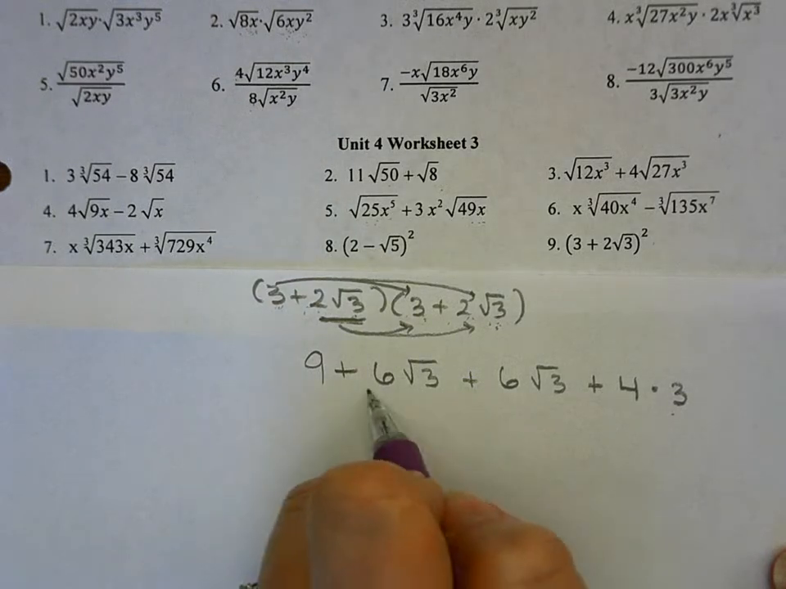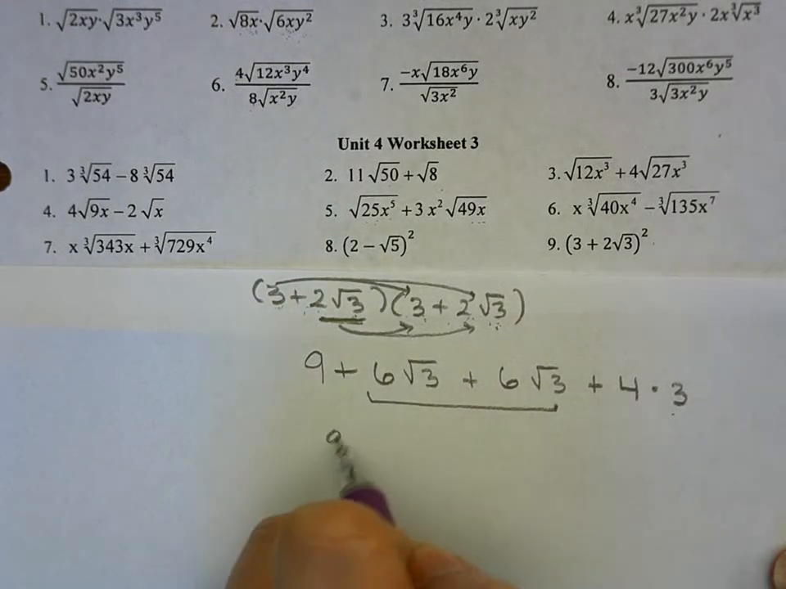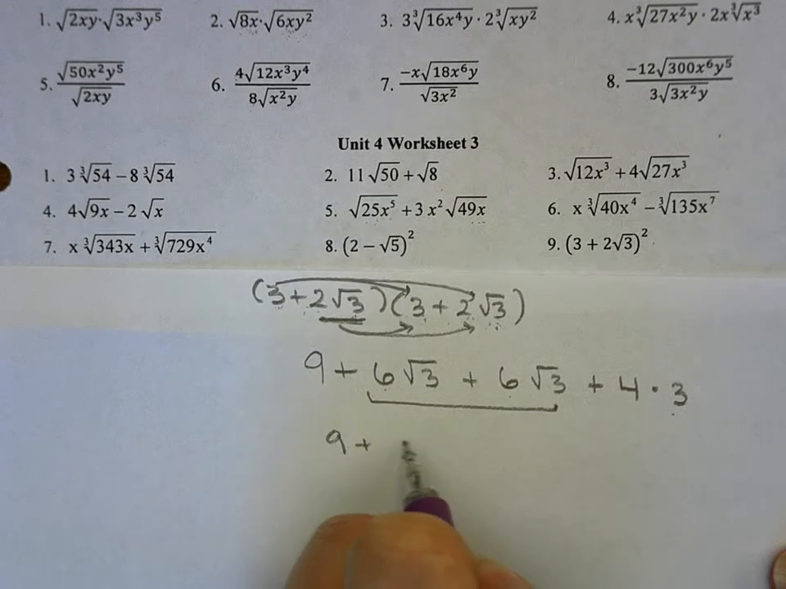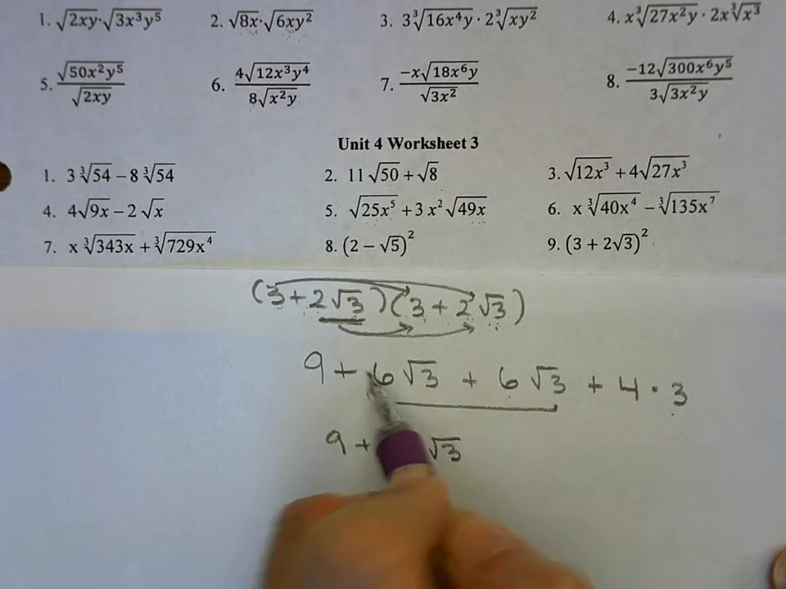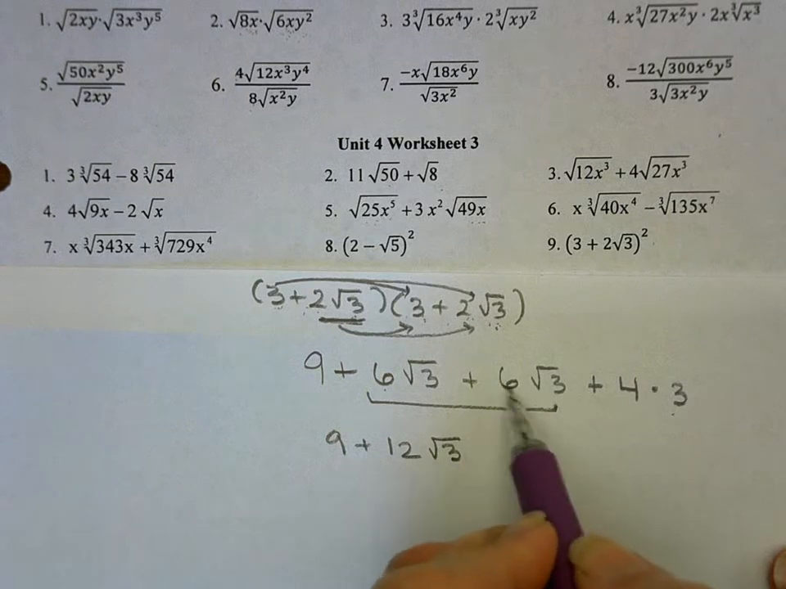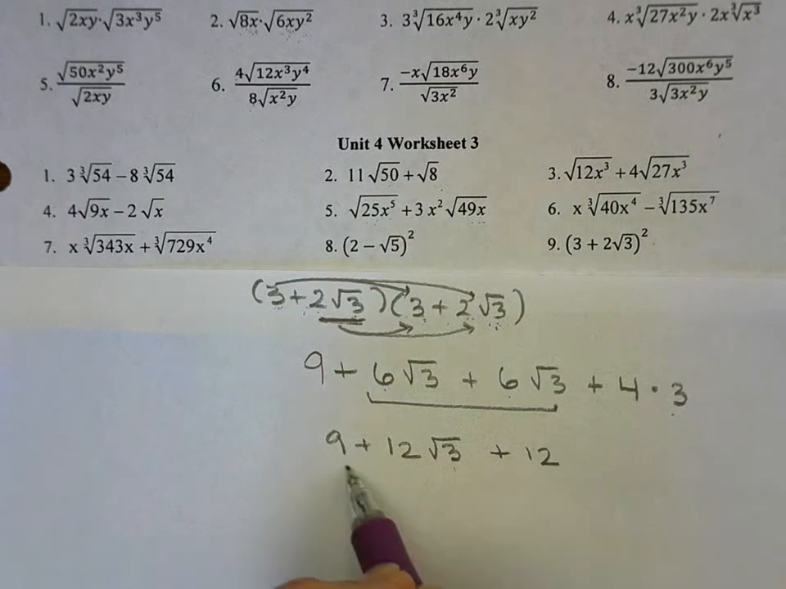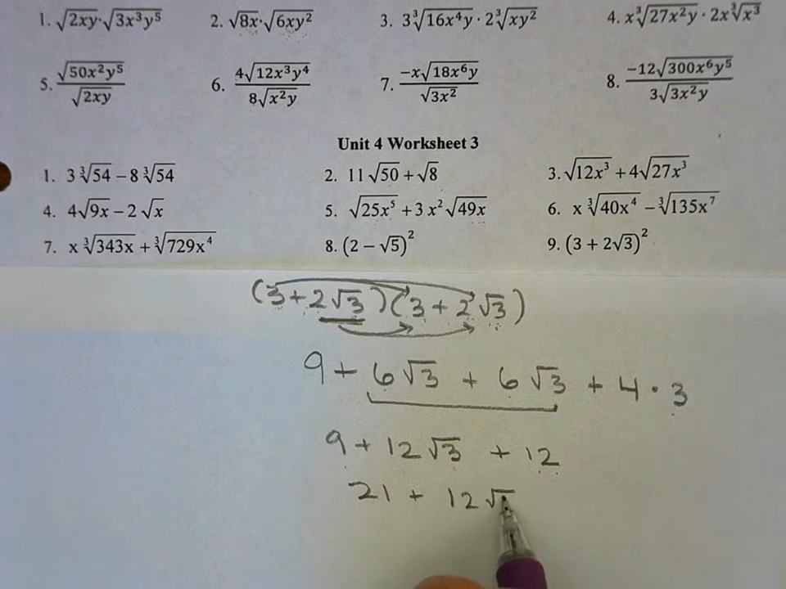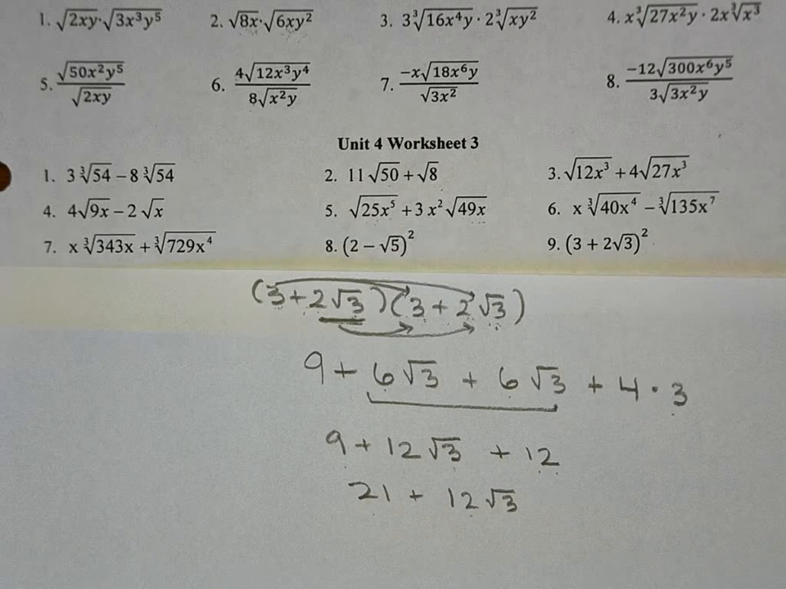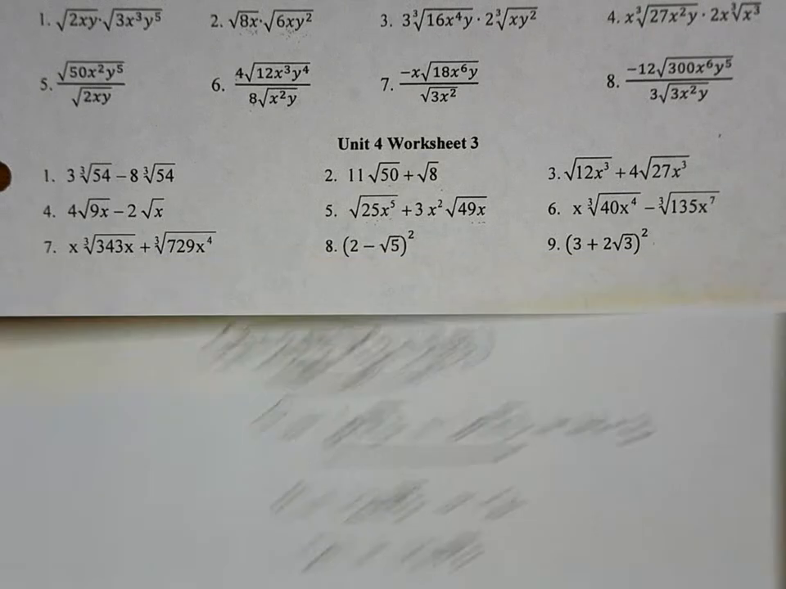So now I can combine these terms together. So 6 and 6 is 12, and the radical stays the same. This means I have 6 root 3. I have 6 more root 3, so altogether I have 12 root 3. And then 4 times 3 is 12. And then I can add 9 and 12 together. And then these don't combine. So that's off of the worksheet. Okay, so let's go ahead and take a look at some of the bookwork.